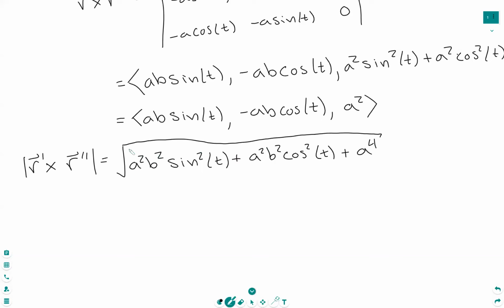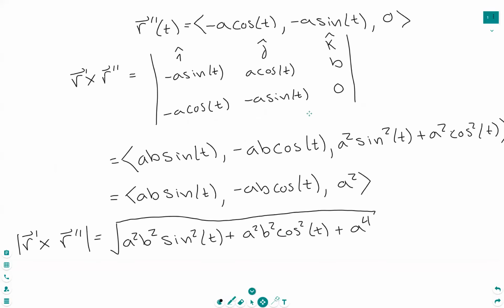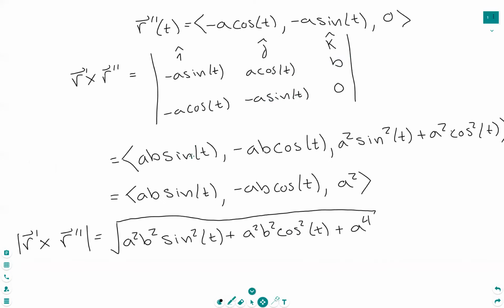Should the x component be negative? I believe it should not be negative, because we have negative b, so we're subtracting this here. So this should be negative ab sine of t, but we're subtracting this, so it should be positive.